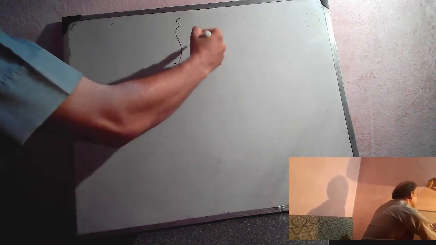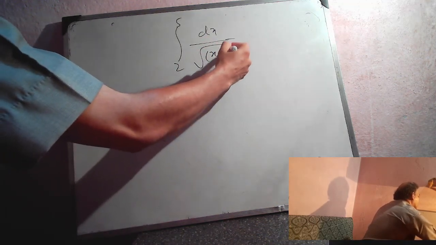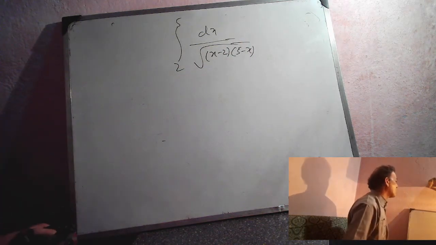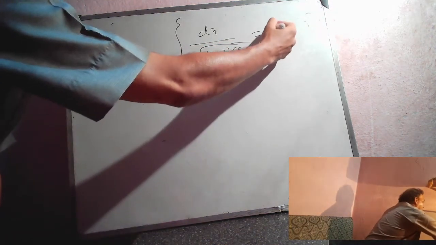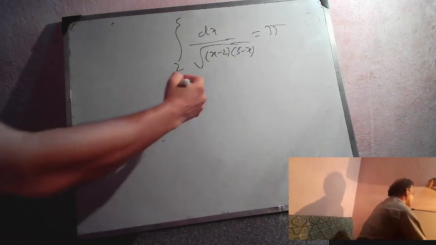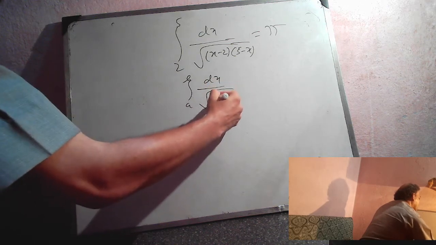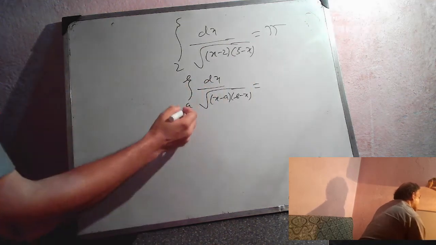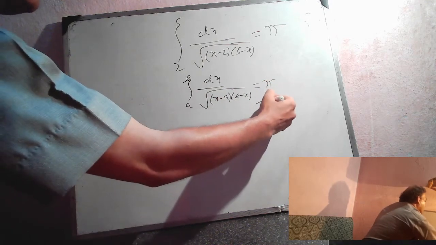What will be the value of integral 2 to 5 dx upon under root x minus 2 into 5 minus x? Its value is pi. How? If integral a to b dx upon under root x minus a into b minus x, it is pi when b is greater than a.